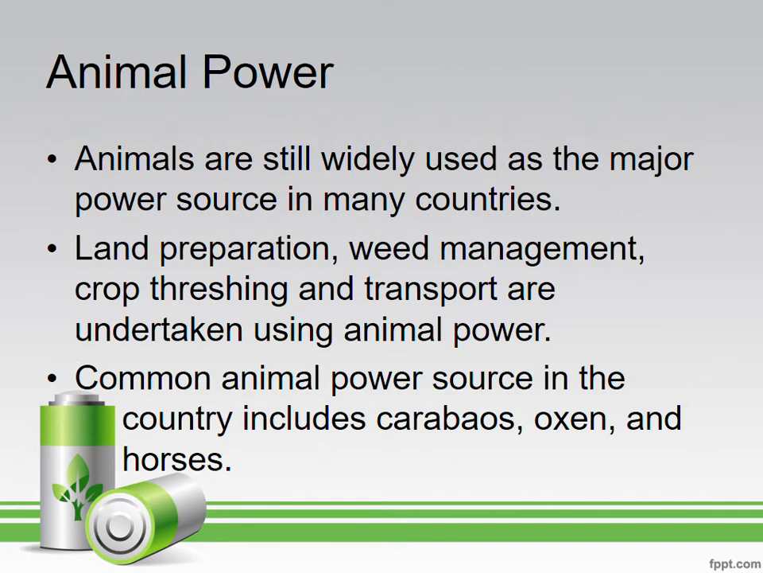Sa animal power naman is, animal power is the use of animals, particularly livestock. And yeah, it is still widely used in many countries, mga developing countries, like in the Philippines. Ginagamit nila ang animal power for land preparation, for weed management. I'm not familiar with crop threshing, but ginagamit din siya for transportation. Ayun. Common animal power source includes carabaos, mga kalabaw, oxen, mga baka, and horses.